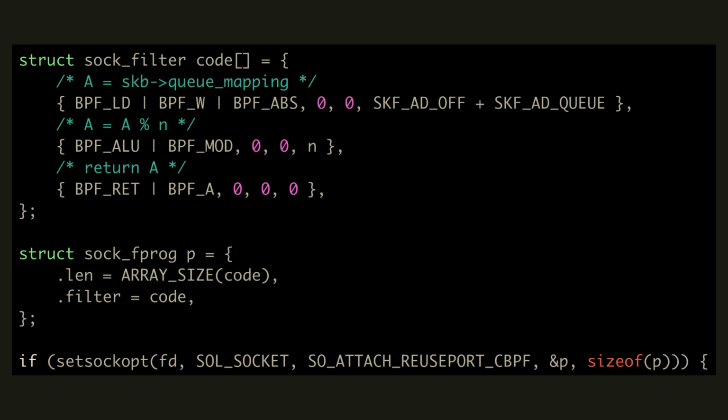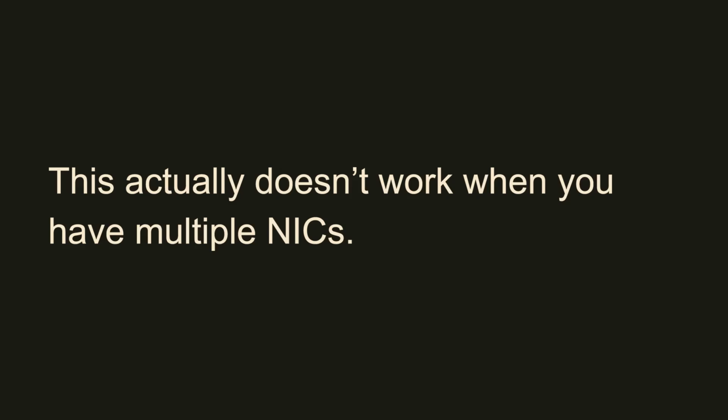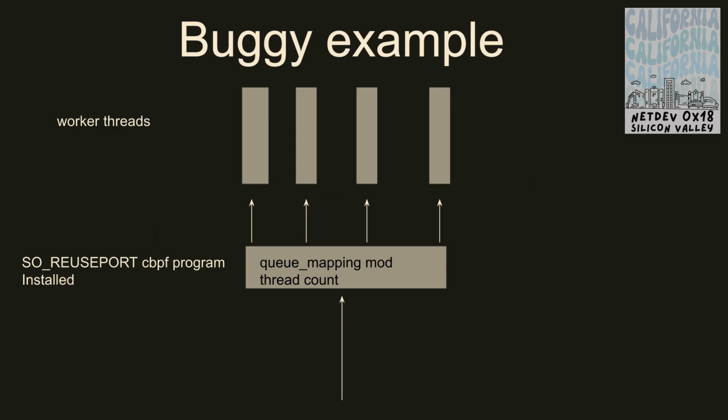And you would think that if you did this, all connections coming in on the same queue mapping would end up at the same thread, and that would maintain the invariant I told you about earlier, which is that all file descriptors added to an epoll context have to have the same NAPI ID. So this is the first thing I tried. It turns out this doesn't actually work when you have multiple NICs, and I'm going to show you a buggy example to explain why.